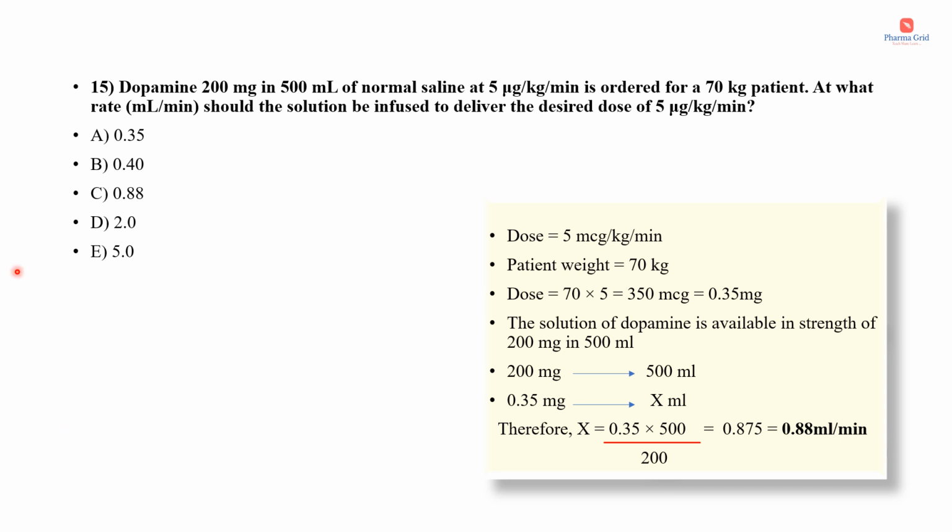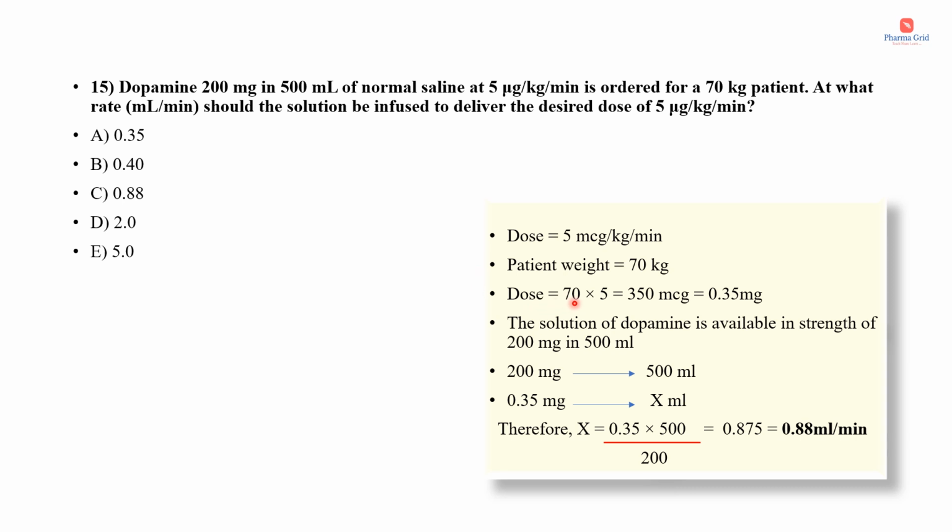Question number 15. Dopamine 200 mg in 500 ml of normal saline at 5 microgram per kilogram per minute is ordered for a 70 kilogram patient. At what rate in ml per minute should the solution be infused to deliver the desired dose of 5 microgram per kilogram per minute? So, what all are the clues given in this question? The strength of the dopamine solution is 200 milligram in 500 ml and the dose is given as 5 microgram per kilogram per minute and the weight of the patient is 70 kilogram.